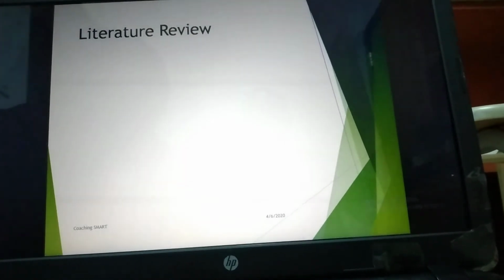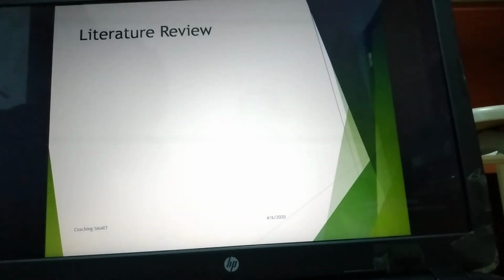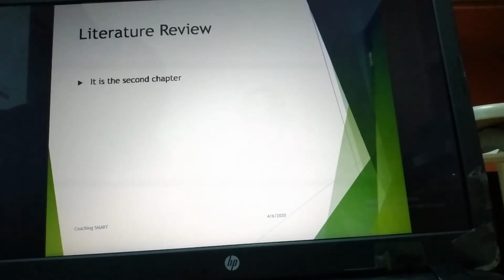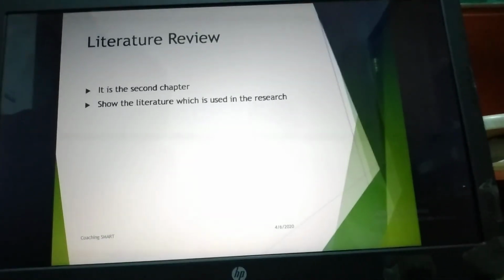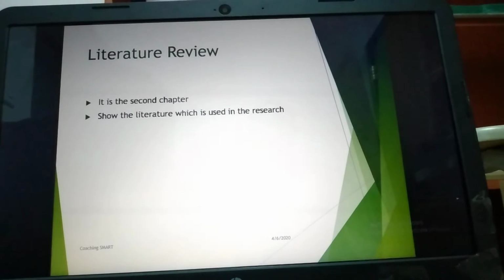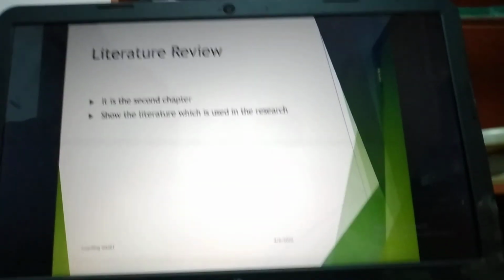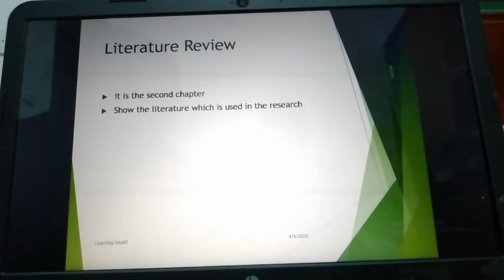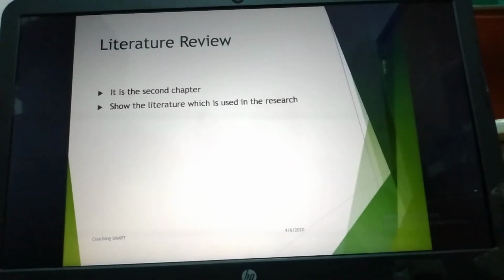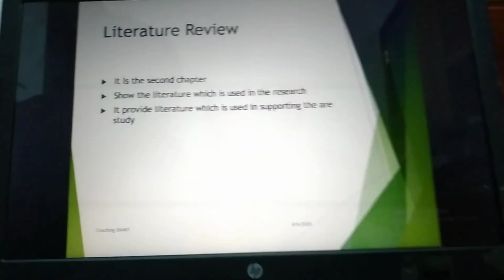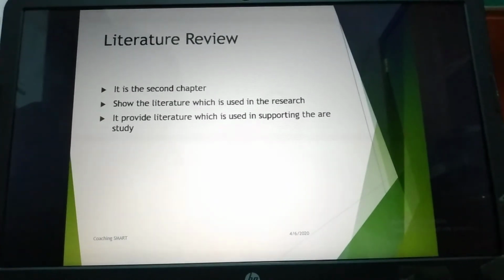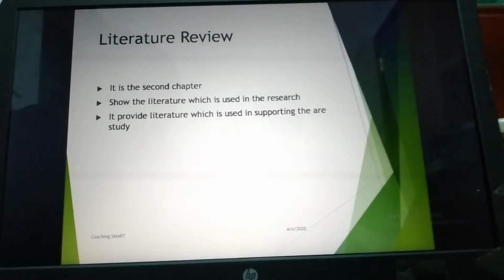Literature review. It is the second chapter. Shows the literature which is used in the research. So in the literature review, we are looking at the information from theories, from scholars. It provides literature which is used in supporting the area of study.